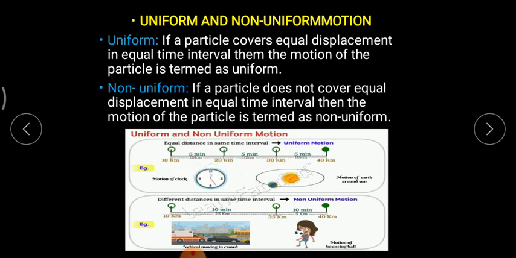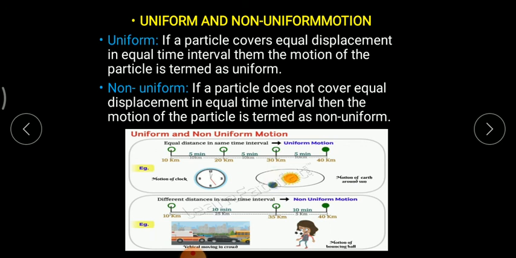So if an object is covering equal distance in equal intervals of time, we say it is a uniform motion. The example would be the motion of a clock. In this clock, the second hand is moving in a certain duration of time, so we say that is a uniform motion. Another example of uniform motion is the Earth revolving around the Sun. It takes 365 days, 5 hours, 39 minutes, and 16 seconds to complete one orbit of the Sun. So this is again a uniform motion where the time period is fixed. We say the revolution of the Earth around the Sun is an example of uniform motion.